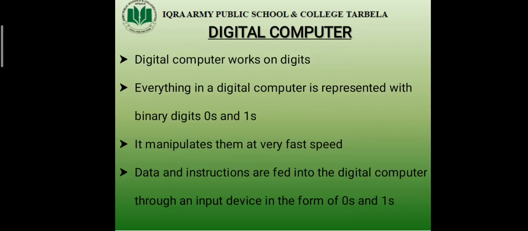Okay, the next type of computer is digital computer. As the name shows, the digital computer works with digits. What are these digits? These are binary digits, zeros and ones, and it manipulates data at very fast speed. Data and instructions are fed into the digital computer through an input device in the form of zeros and ones. Basically, human beings give instructions to the computer in their natural language, but a translator in the computer translates those instructions into the form of binary digits or zeros and ones.